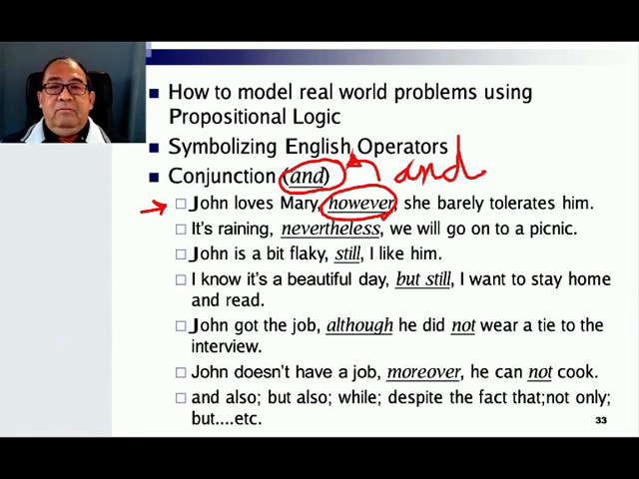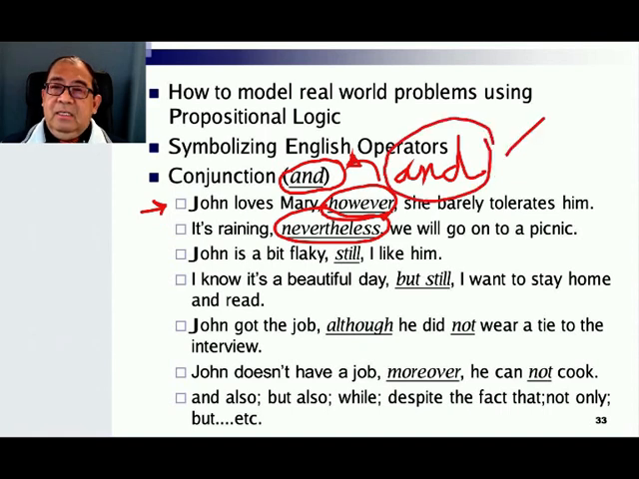So it is raining. Nevertheless, we will go on a picnic. So this is more or less equivalent to and. The concept of and may not be just using these words. There are other English words that also express the meaning of and. The food is not very good, however, it is acceptable. So acceptable means and, right?